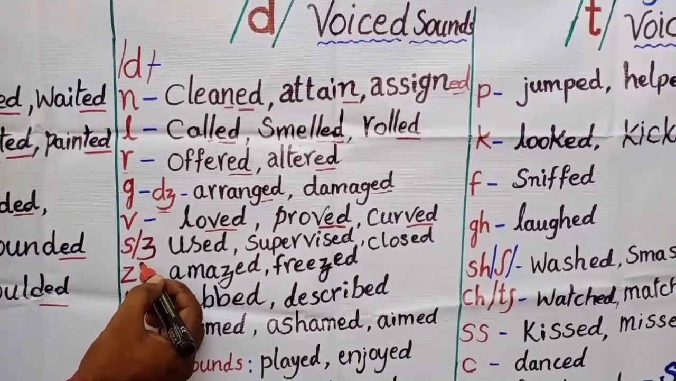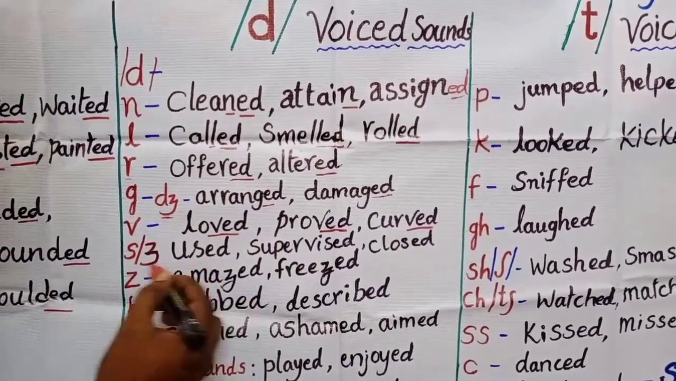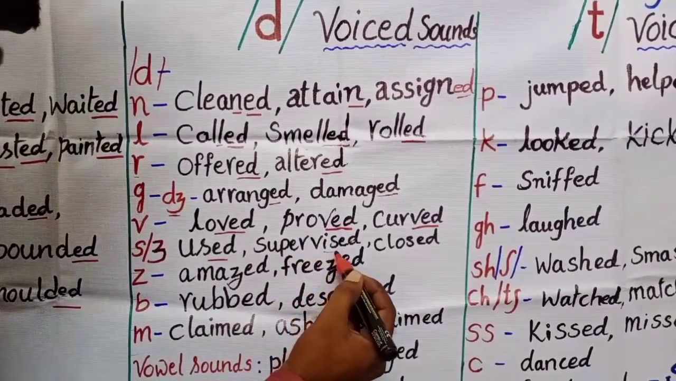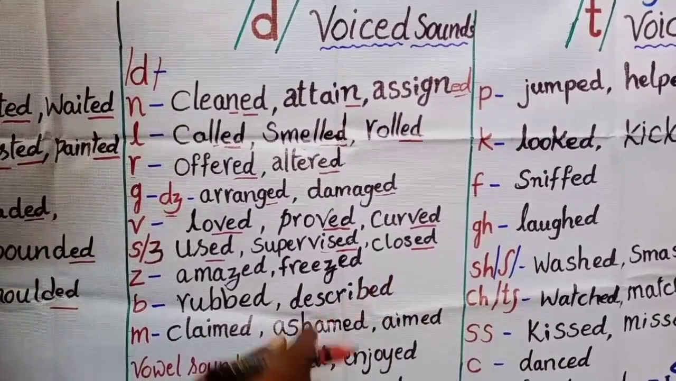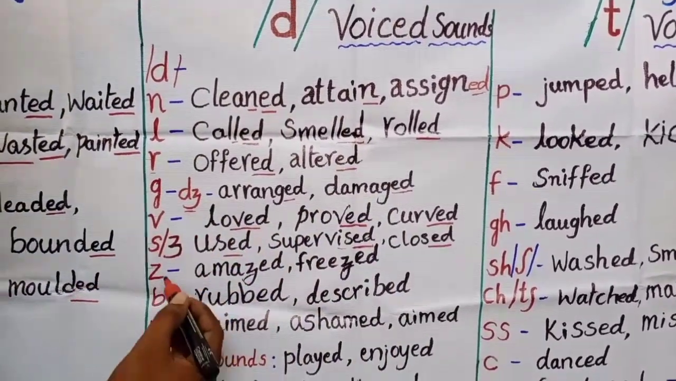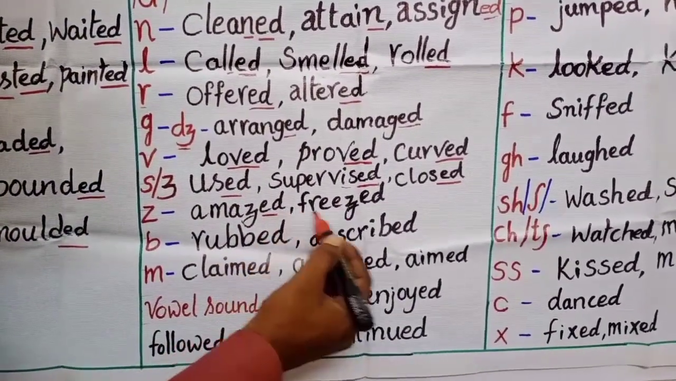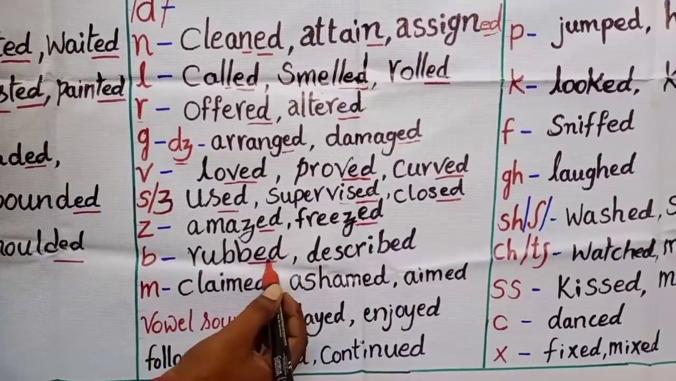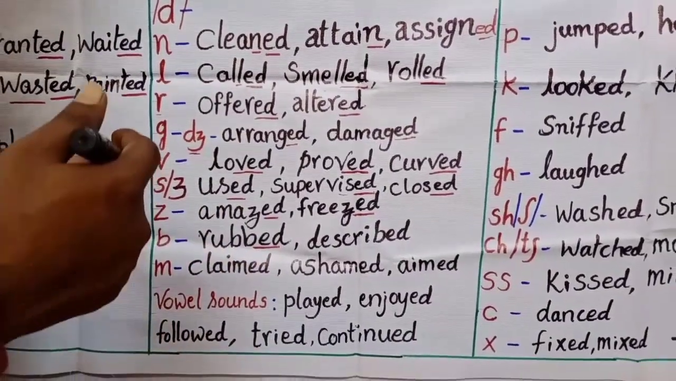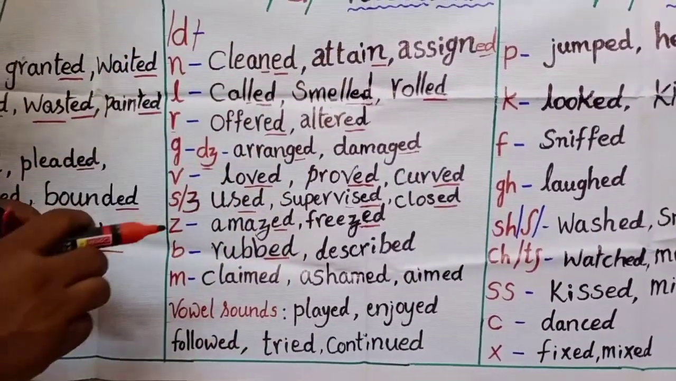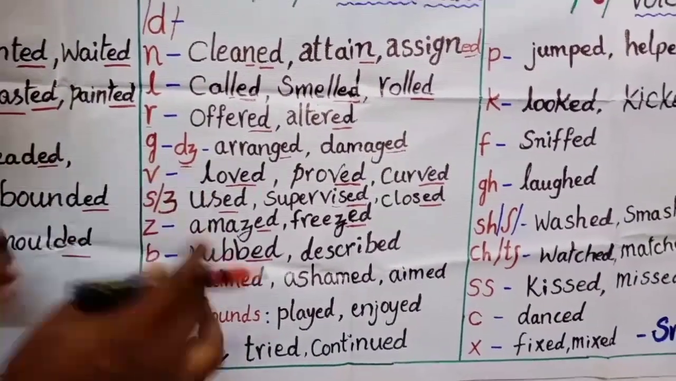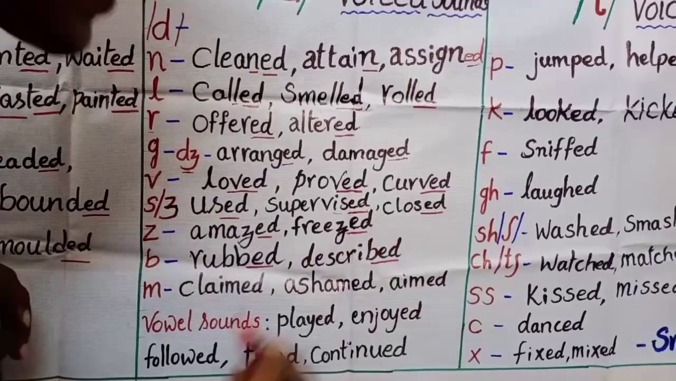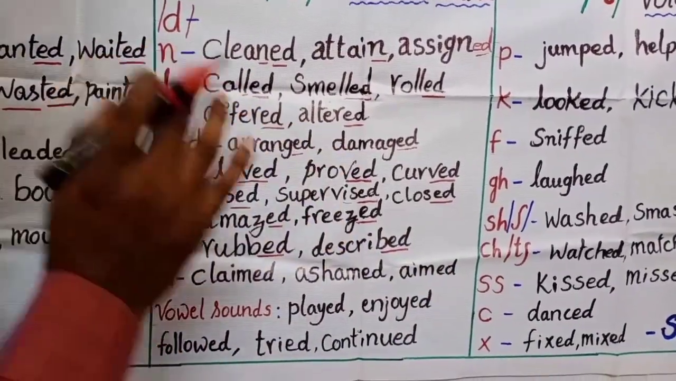Next, z sound, use, used. Supervised, closed, d. And next, z sound, amazed, freezed. Next, b sound, rubbed. Many of our teachers say rubbed, bobbed. So no, rubbed. Described, described, bd, described.